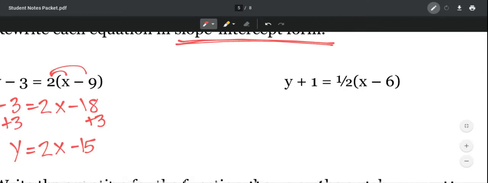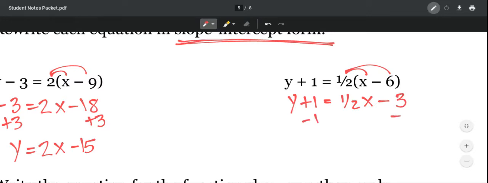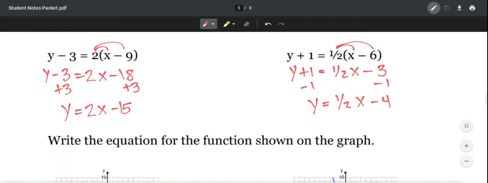Now, same thing over here. Plus 1. So 1/2 x. And then that's minus 3. 1/2 times 6. Minus 1. 1/2 x minus 4 is my equation.